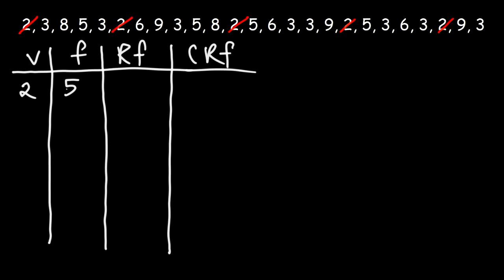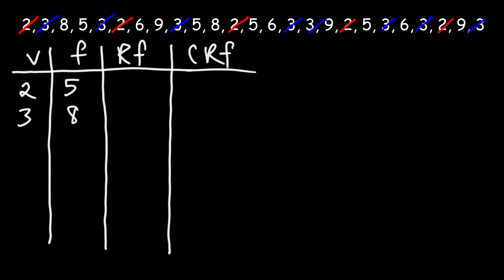Now let's move on to our next highest value. The next number is 3. And so let's see how many 3's we have. 1, 2, 3, 4, 5, 6, 7, 8. So we have a total of 8 3's, which means that the frequency for that value is 8.